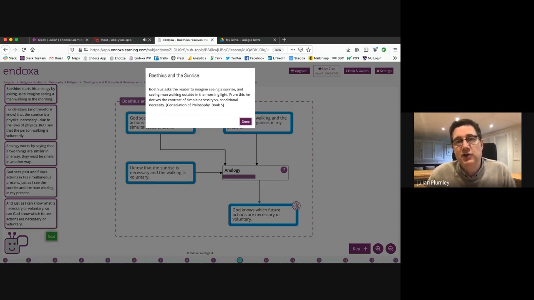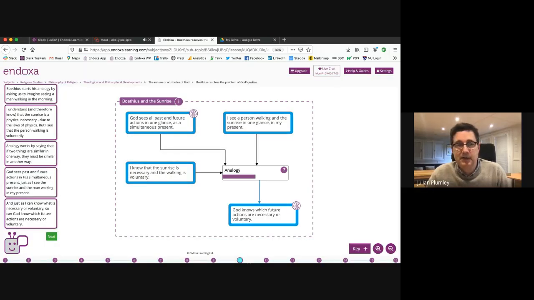So imagine you're standing at a window looking out at the sun rising, and at the same time you can see a person who's walking along outside. So you can see at the same time the sunrise and a person walking. So that's the situation. This is inside our scenario box. So that's the context for the logic that's inside. And we already have our premise that God sees the past and the future as a simultaneous present.